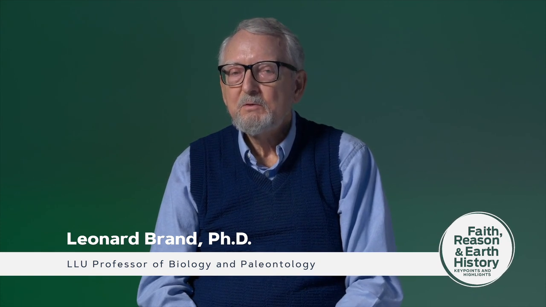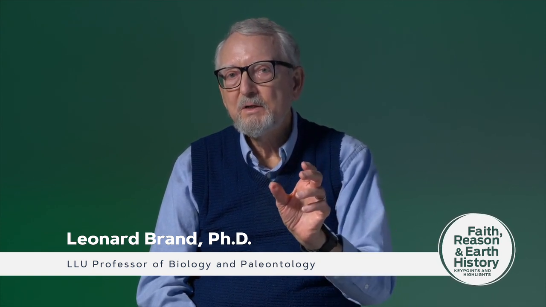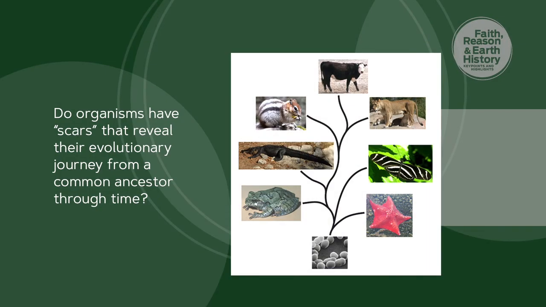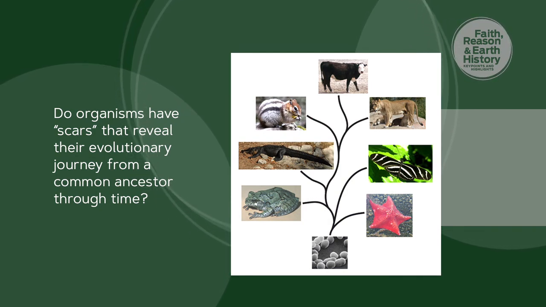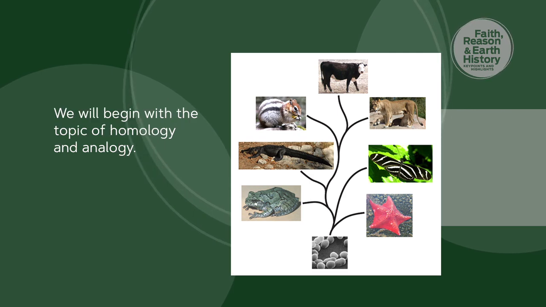Chapter 11 presents the evidence that seems to favor macroevolution. Chapter 12 presents the case for informed intervention or creation. How well does the evidence support each opinion? Do organisms have scars that reveal their evolutionary journey from a common ancestor through time? We'll begin with the topic of homology and analogy.